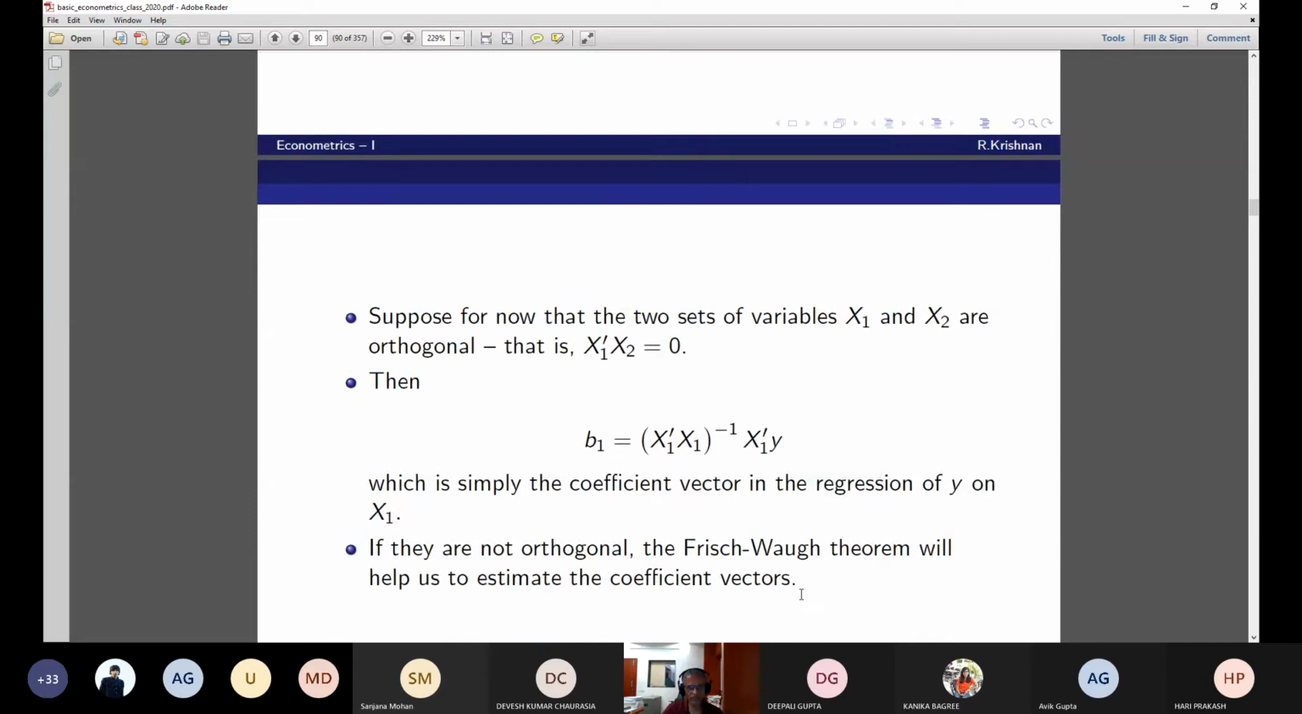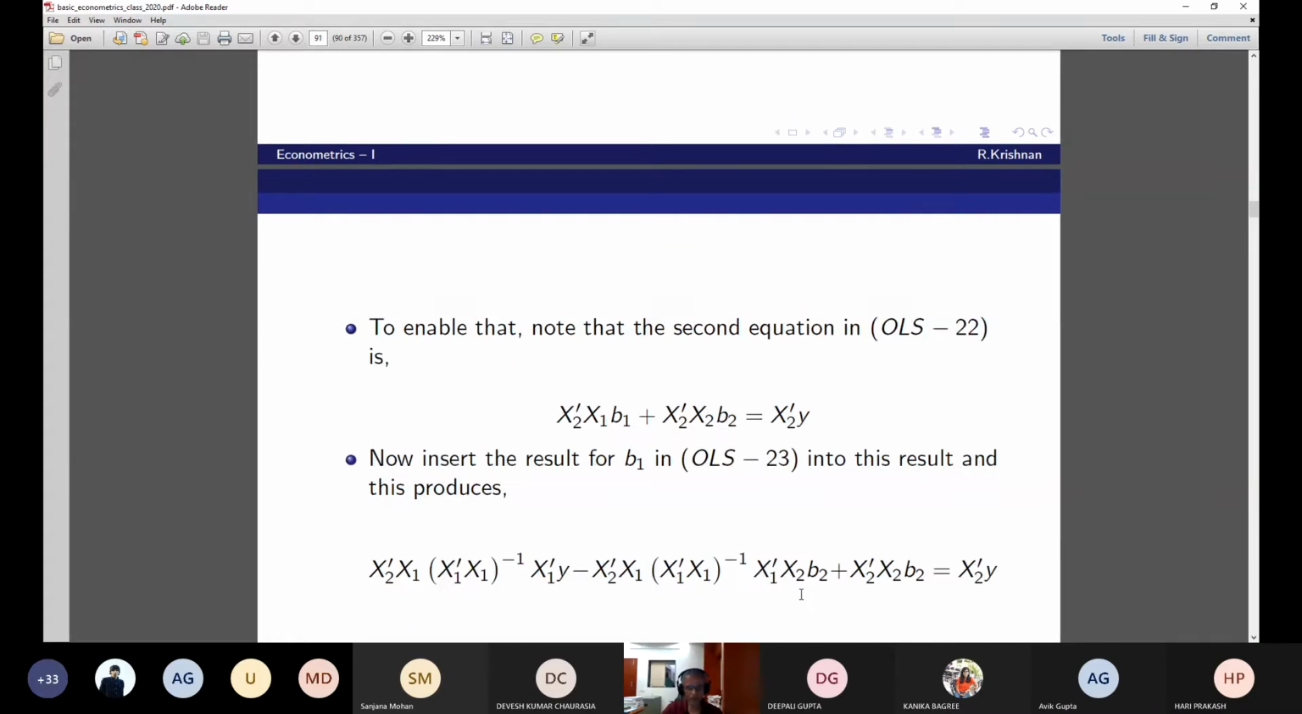Not b1. So how do we proceed? b2 is what we need. Suppose for now the two sets of variables x1 and x2 are orthogonal, that is, x1 transpose x2 equals 0. Then b1 will be simply x1 transpose x1 inverse x1 transpose y, which is simply the coefficient vector in the regression of y on x1. If they are not orthogonal, then the Frisch-Waugh theorem will help us to estimate the coefficient vectors.